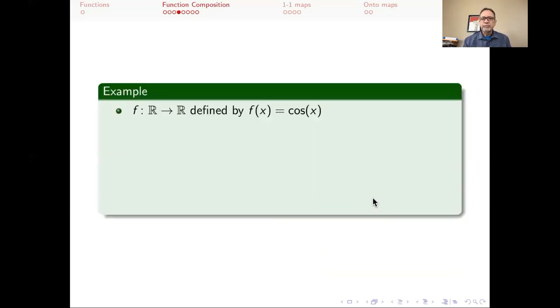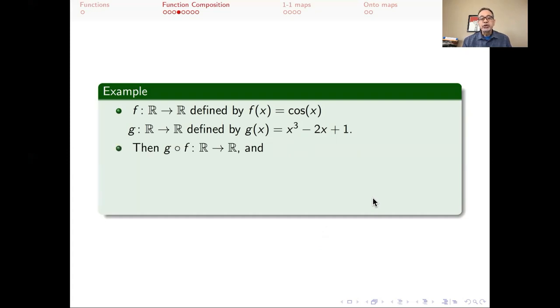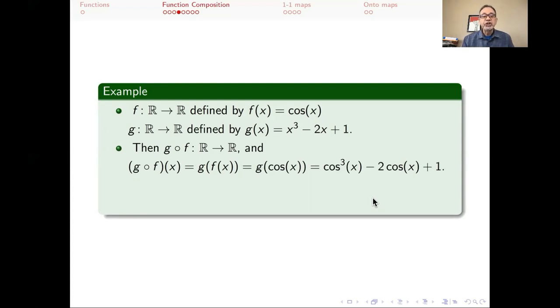Here's an example from pre-calculus. If you have a function f of x equals cosine of x, R is the domain, R is also the codomain, and I've defined another function from R to R, which is g of x equals x cubed minus 2x plus 1. Now, g circle f means do f first, then g. So g circle f of x is g of f of x. Instead of f of x, I put cosine of x and get g of cosine of x. And when I plug in cosine of x into x for g, I get cosine cubed x minus 2 cosine x plus 1. So g circle f of x is this function, the function that takes x and gives you cosine cubed x minus 2 cosine x plus 1.